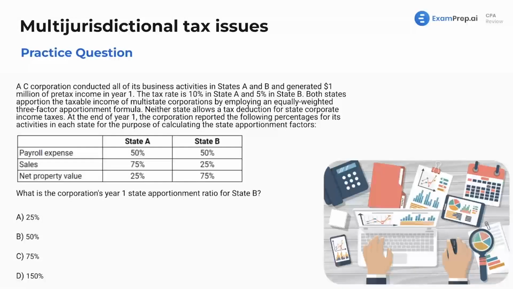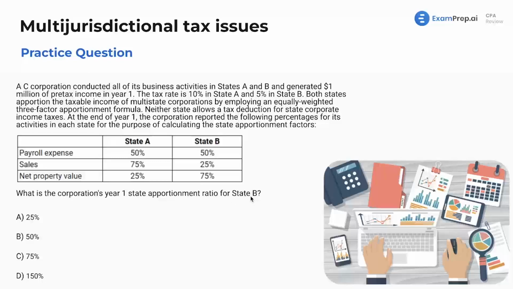Let's dive into a multiple choice question here on our multi-jurisdictional tax issues. Got a lot of issues, don't we? And these issues just happen to be dealing with multi-jurisdictional tax. Starting off, well, we got a lot of information. I don't want to read that until we read the question, so let's do that. What is the corporation's year one state apportionment ratio for state B?